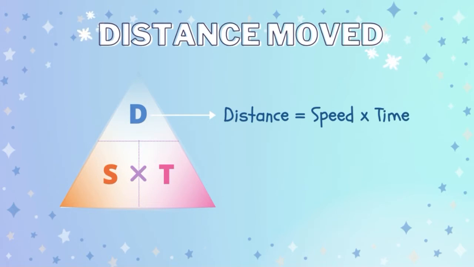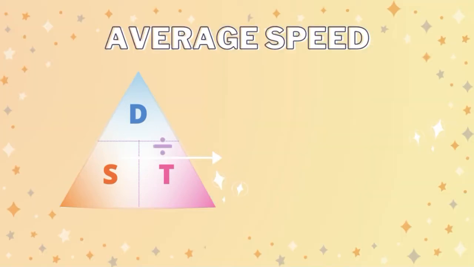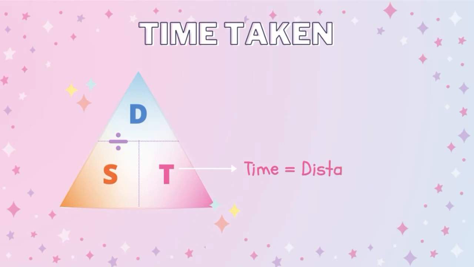First, distance can be found by speed multiplied by time. Looking at the triangle, both speed and time are at the bottom, so we multiply them. Second, average speed is equal to distance divided by time. Distance is at the top of the triangle, while time is at the bottom, so we divide them. Third, time taken can be found by distance divided by speed.